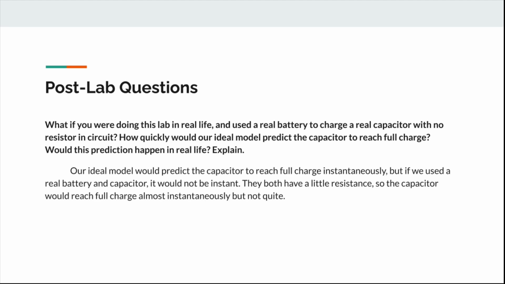Our second question is, what if you were doing this lab in real life and used a real battery to charge a real capacitor with no resistor in the circuit? How quickly would our ideal model predict the capacitor to reach full charge? Our ideal model would predict the capacitor to reach full charge instantaneously, as only a wire is connecting the battery with the capacitor and there's no resistance in the wire, so the electron current would be there instantaneously. However, if we did this in real life, it would not be instant, because they would both have a little resistance along with the wire connecting them, so the capacitor would reach full charge almost instantaneously, but not quite.